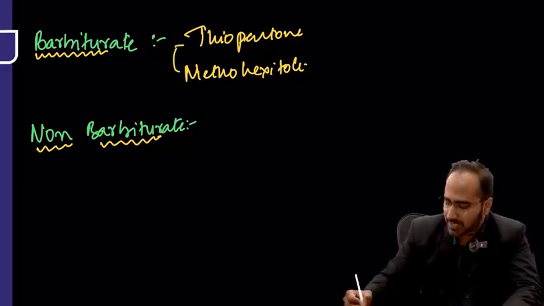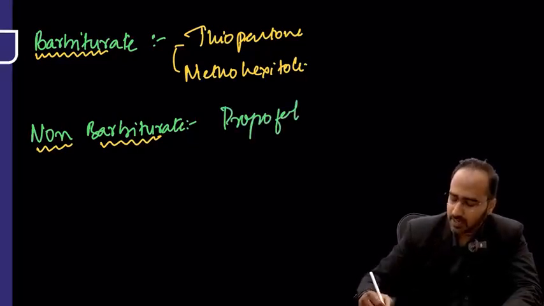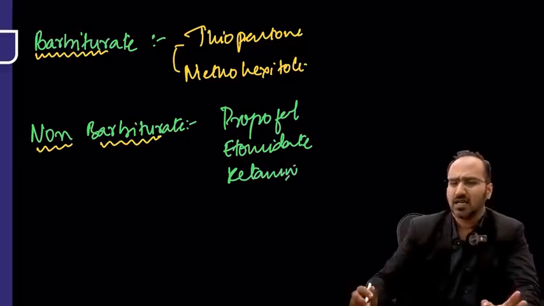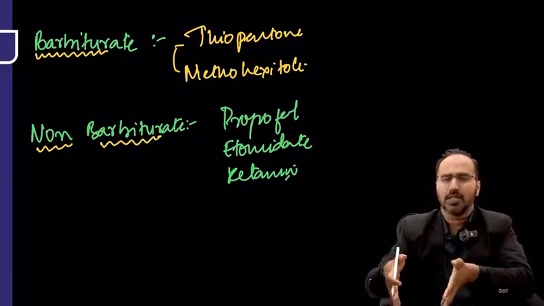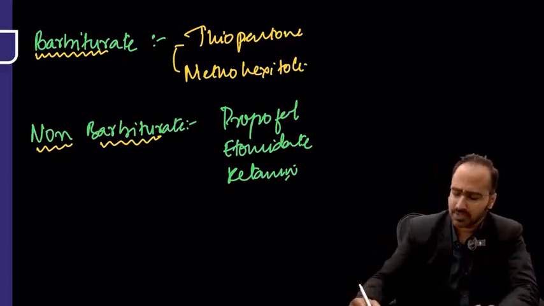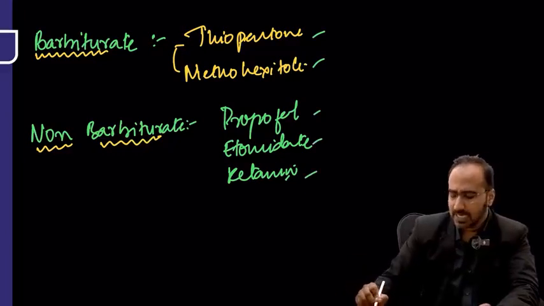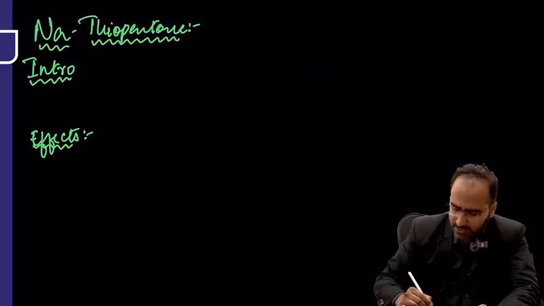What are non-barbiturates, guys? The non-barbiturates include propofol, etomidate, and ketamine. Propofol, etomidate, and ketamine. So basically, guys, now leave the opioid, concentrate on the non-opioid because these are the commonly used: thiopentone, methohexitone, propofol, etomidate, and ketamine. Okay. Now, guys, the non-barbiturates we need to discuss.